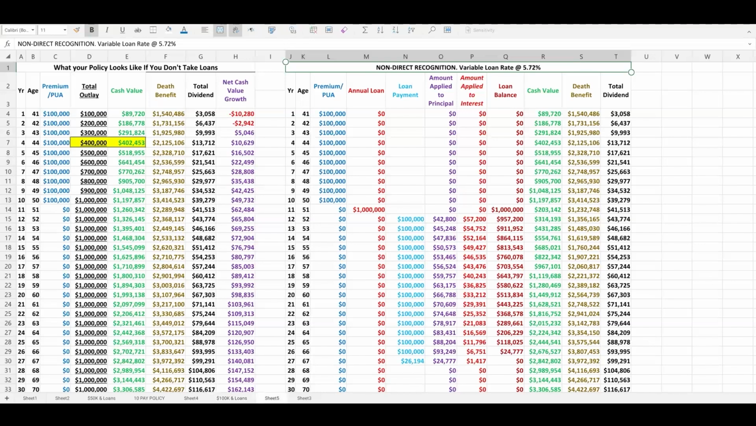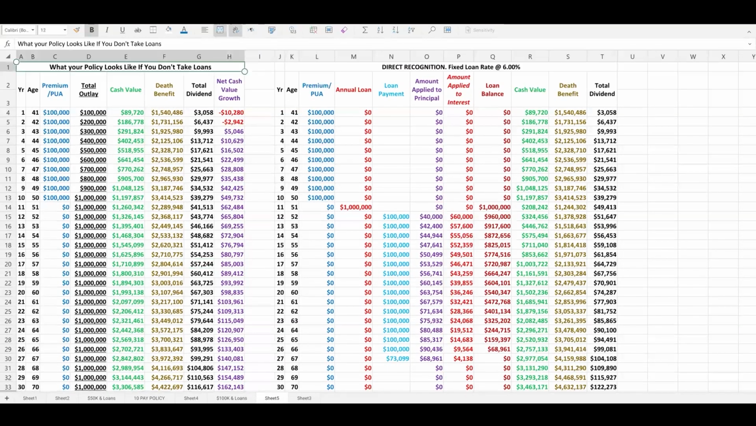Here we go. So on the left, exact same thing. This is what I always like to look at, because when I take loans, I can see what's the change if I just let it sit and grow, if I never take a policy loan. So here we go. In this guy, we take that same $1 million loan in year 11. There's your cash value, 208. There's your death benefit, 1.24.